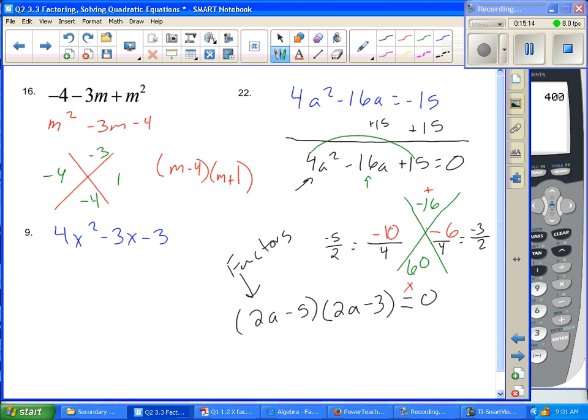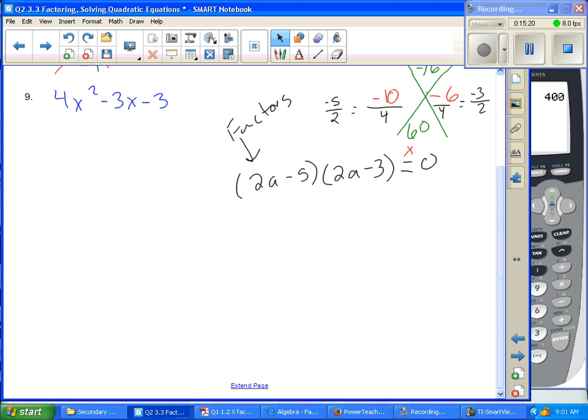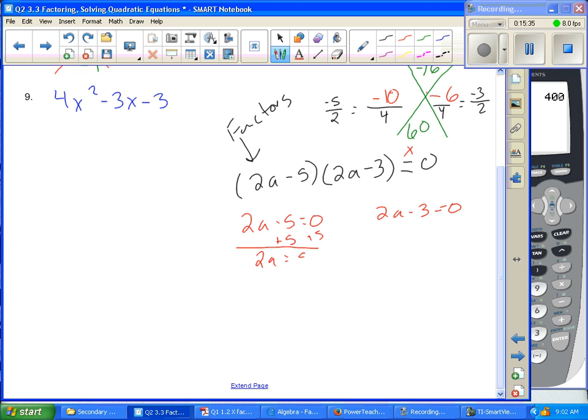But then on this problem, I want to solve. So that means I now have to take each factor, set it equal to 0, and see what a is. So I would say 2a minus 5 equals 0, and 2a minus 3 equals 0. So I just add 5 to both sides and get 2a equals 5. Then I divide by 2, and I get that a is 5 halves. Over here, I add 3 to both sides and get 2a equals 3. Then I divide each side by the 2 and get a equals 3 halves. So a is 5 halves or 3 halves.